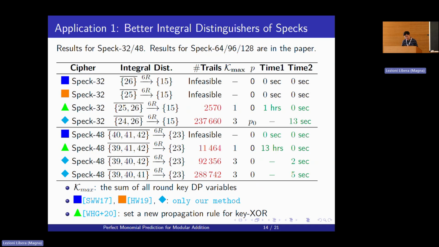This is also beneficial in that we can just try the consistent way of counting the number of trails to find some distinguishers, rather than developing some other complicated propagation rules. But of course, if counting the trails is impossible, then you can consider developing some new propagation rules.